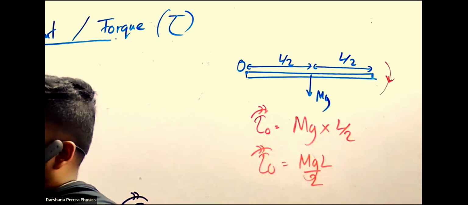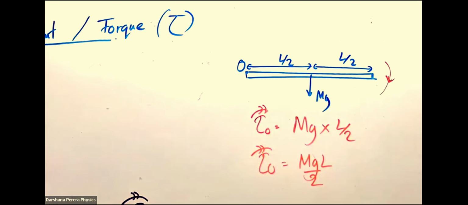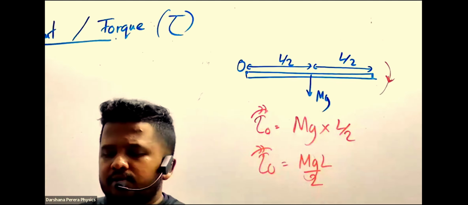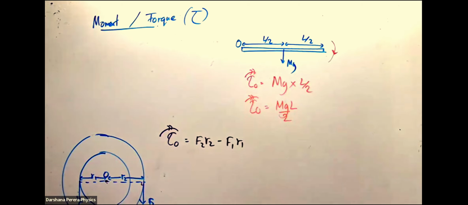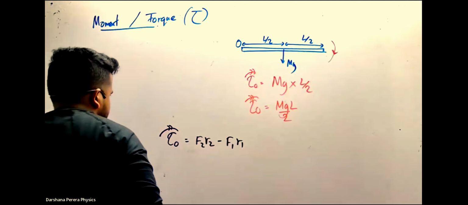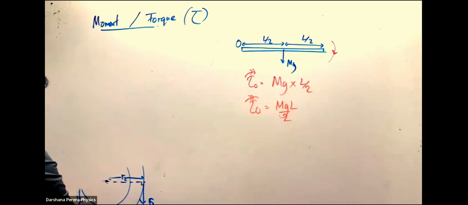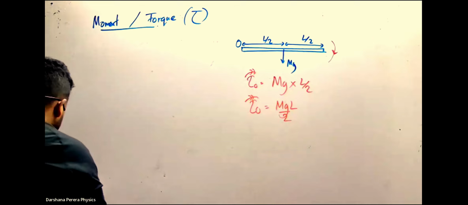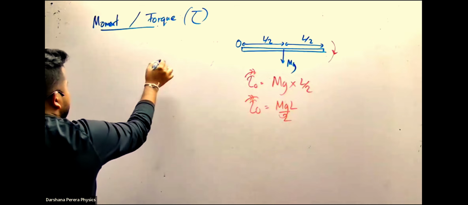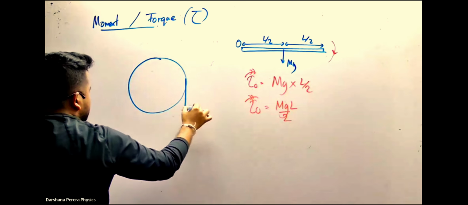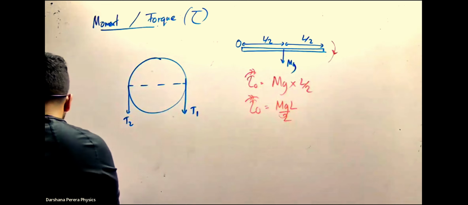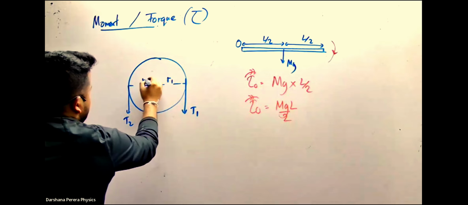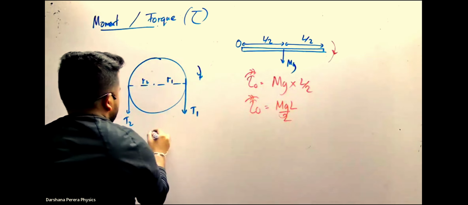Find out the torque value for this one, a pulley having T1, T2, and distances R1, R2, rotating in this direction. Write down this one. Find out the torque.